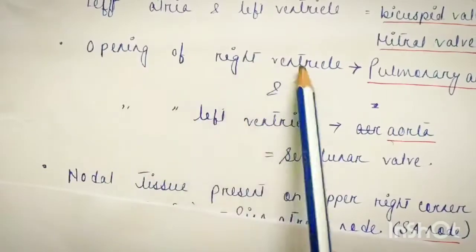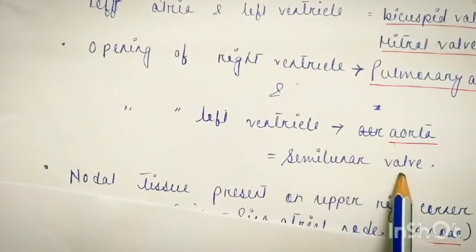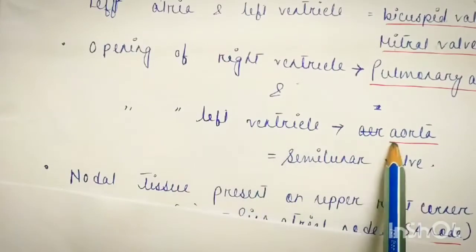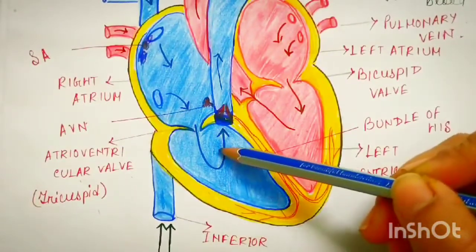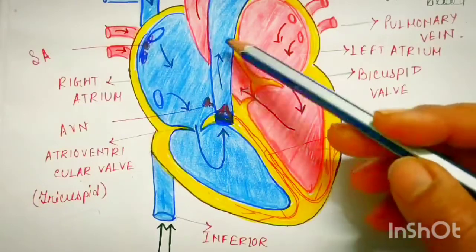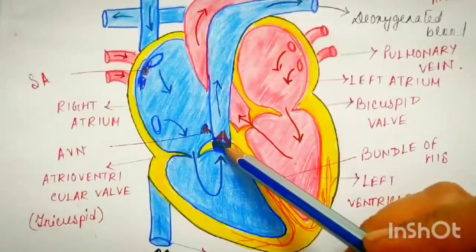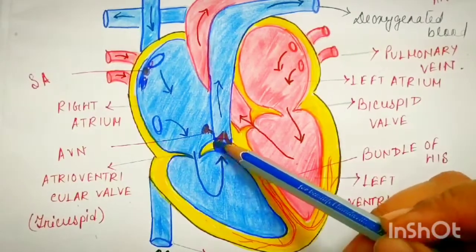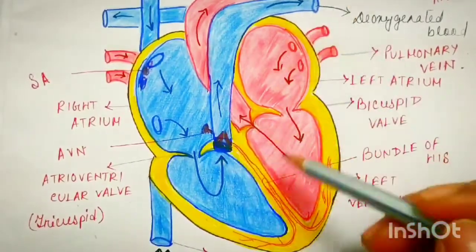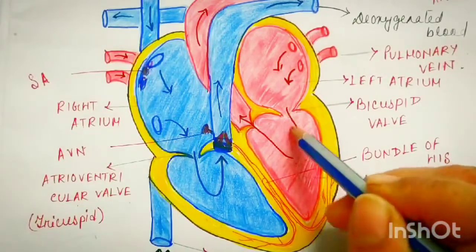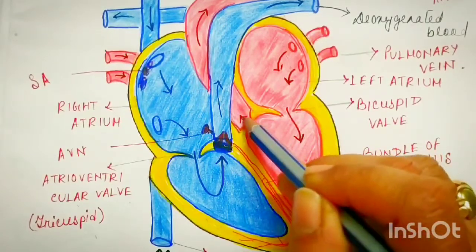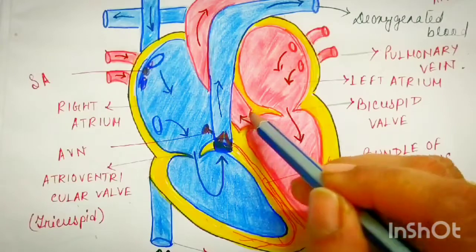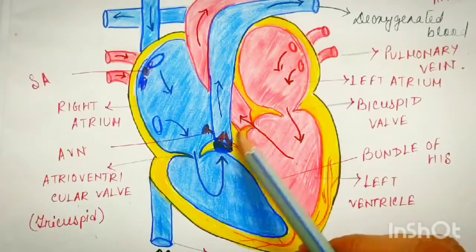Next, the opening of the right ventricle to the pulmonary artery is called the semilunar valve, and the opening of the left ventricle to the aorta is also called the semilunar valve. It means, look at the diagram. This is the right ventricle. From the right ventricle, the impure blood enters the pulmonary artery through which it goes to the lungs for purification. And in between, at this junction, there is a valve and that valve is called the semilunar valve. In the same way, this is the left ventricle. From the left ventricle, the pure blood will enter the vessel called the aorta. And there is also a valve which is also known as the semilunar valve. These two valves are known as semilunar valves.